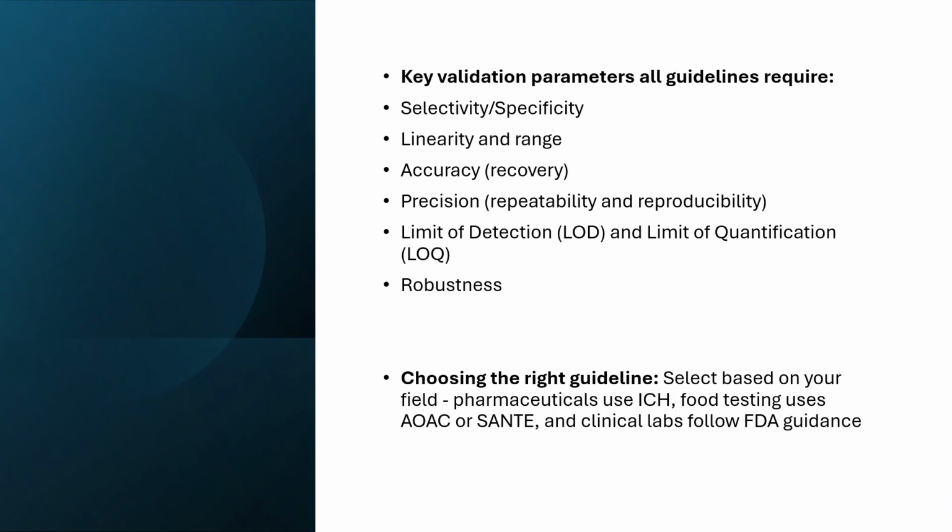So when anyone talks about method validation, these are the parameters that need to be validated for your method. The points are selectivity or specificity, linearity and range, accuracy or recovery, precision. Under precision there is repeatability and reproducibility, and limit of detection and limit of quantification, and the last one is robustness.